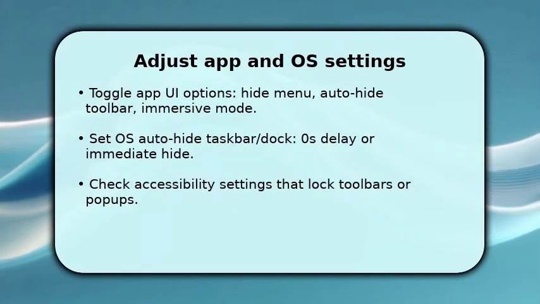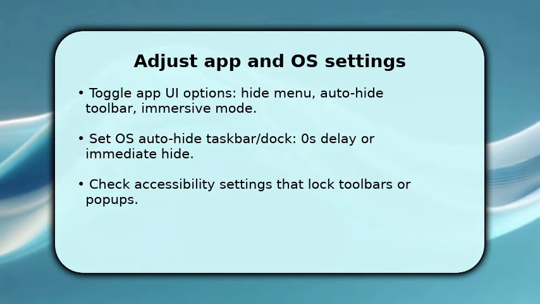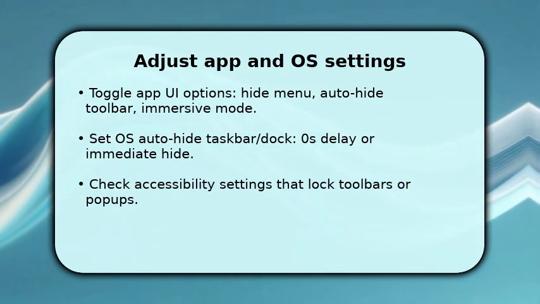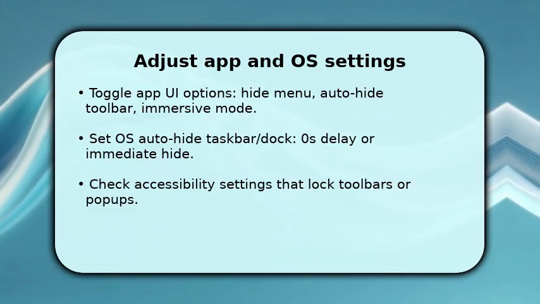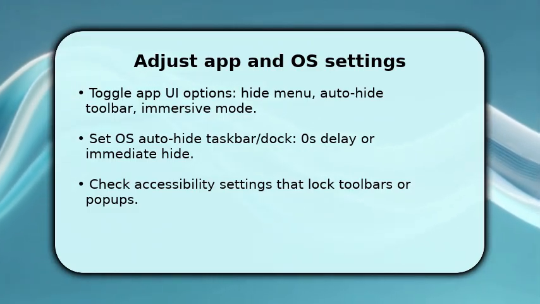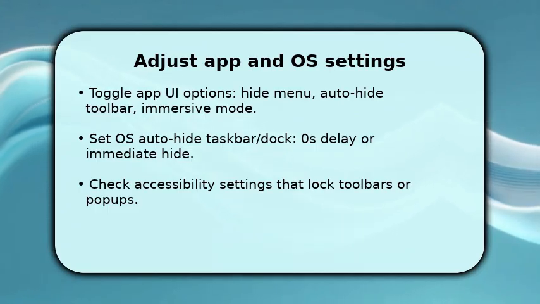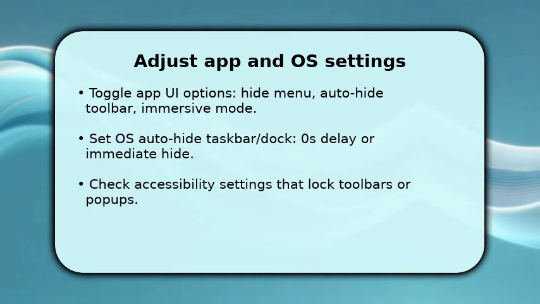Now dive into settings to remove the toolbar. In the app, enable immersive mode, hide menu bar, or turn on auto hide for toolbars so they retract automatically. Then, go to your operating system settings and set the taskbar or dock to auto hide with minimal delay so it won't appear when you move the cursor.